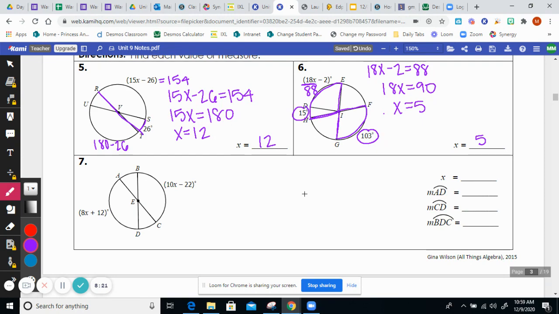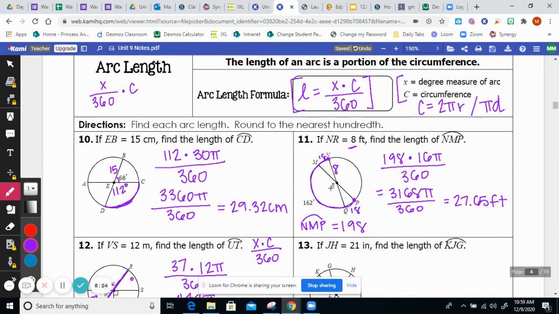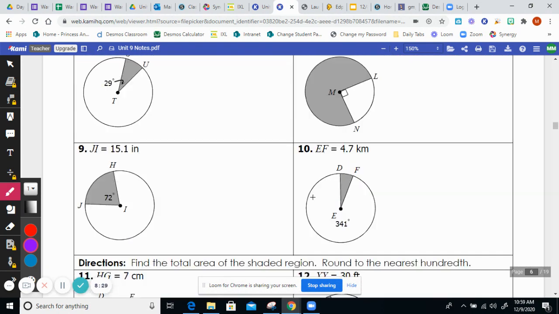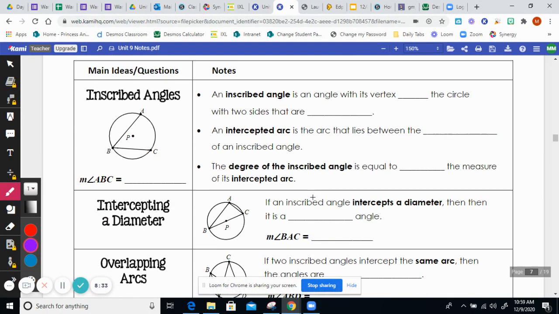So now we're going to skip down. We already had our arc length notes and our sector notes. Now we're going to talk about inscribed angles and inscribed quadrilaterals. When we're talking about inscribed angles, we're talking about an angle that has its vertex on the circle, and it has two sides that are chords. So our vertex is B, and then AB and BC are chords that are making up those sides.